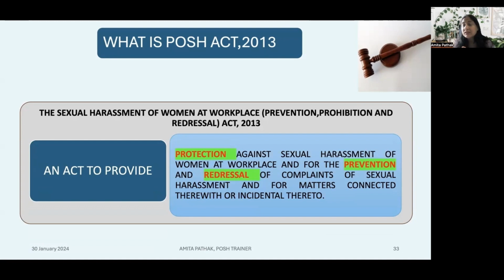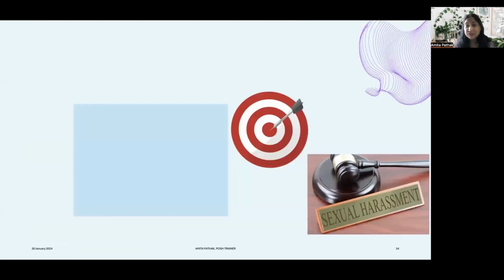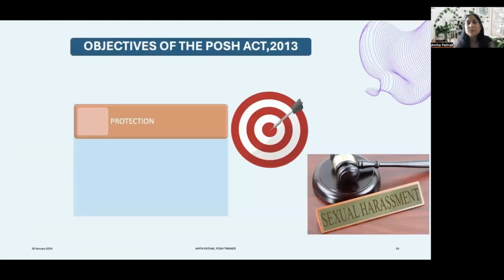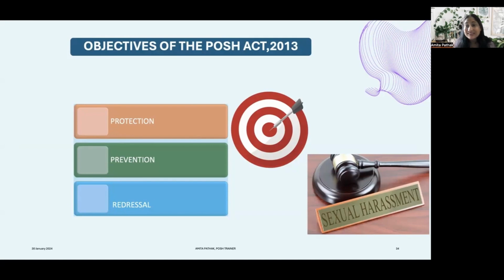We will protect women at the workplace. We will prevent sexual harassment, and if there are certain cases, we will do the redressal of complaints of sexual harassment, and for matters connected therewith or incidental thereto. So this is the POSH Act. The three objectives of the POSH Act are protection of women, prevention of sexual harassment in the organization, and third, if there is something, redressal. So protection, prevention and redressal.